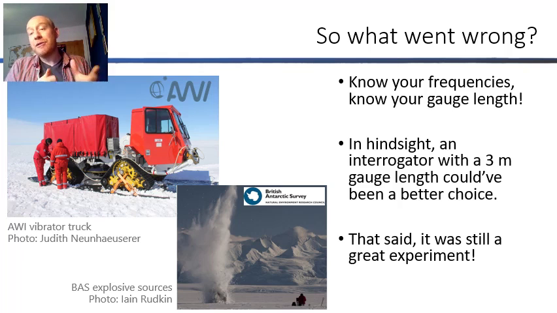Now that said, it was still a great experiment. The velocity information that we got out were really useful. Elsewhere in the data from the offset shots, we see both P and S arrivals. We see reflections from the glacier bed and some of the subglacial sediment. So I'm still really pleased with the data that we got. It's just maybe a little limited in the degree of Q analysis that we can do.